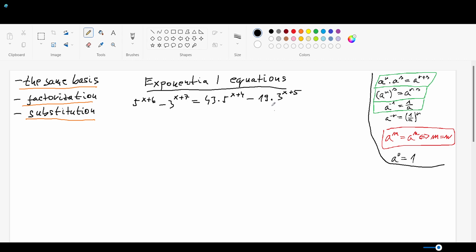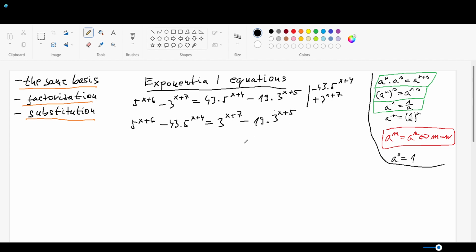I'm going to move again the same bases to the same sides of my equation. So take away 43 times 5 to the power of x plus 4 and plus 3 to the power of x plus 7, which basically will be 5 to the power of x plus 6 minus 43 times 5 to the power of x plus 4 is equal to 3 to the power of x plus 7, take away 19 times 3 to the power of x plus 5.